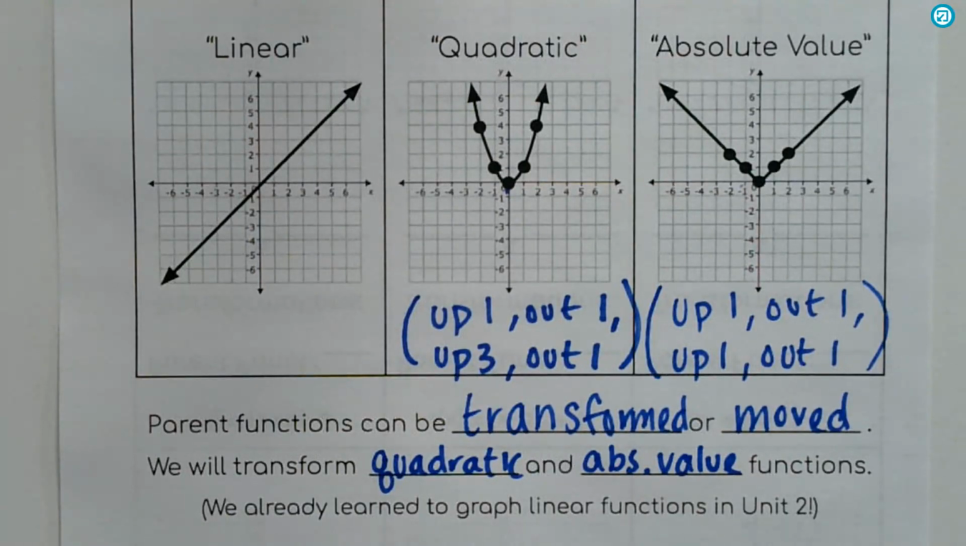Okay, so we've got our 2 parent functions that we are going to be transforming today. We're now going to talk about where they're going to go. For today in Algebra 1, we are just taking that parent function, the exact shape it is, and we're going to be moving it up and or down, left and or right. When you guys get to, I don't know, do we do transformations of functions in Algebra 2? Or, sorry, in geometry.